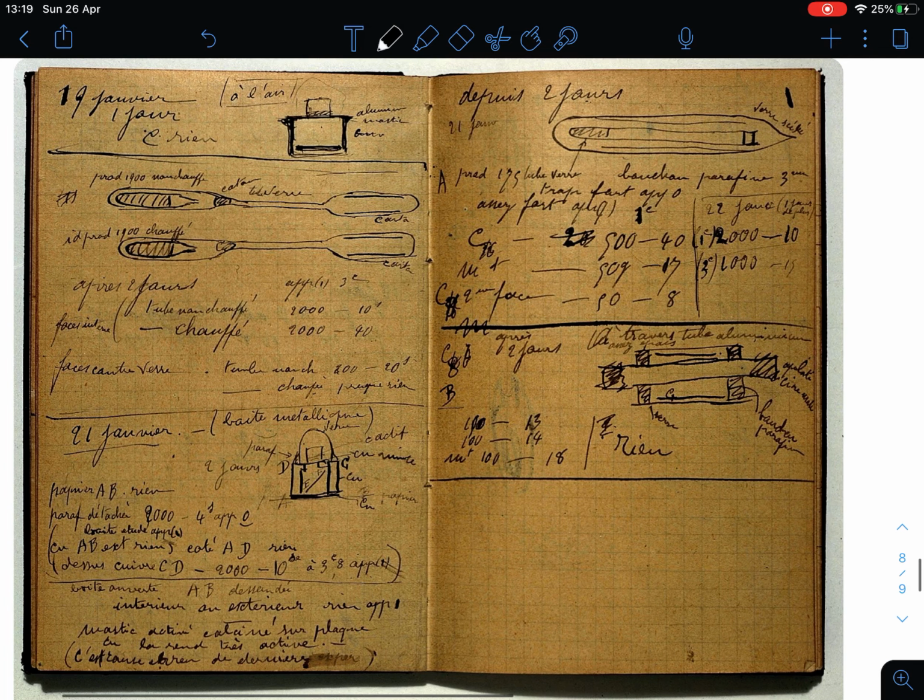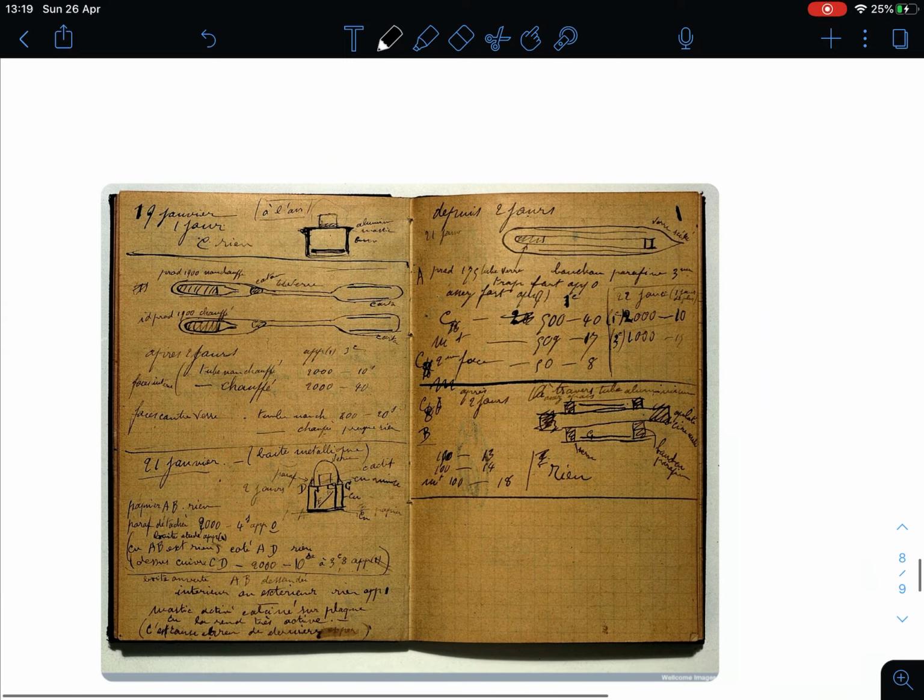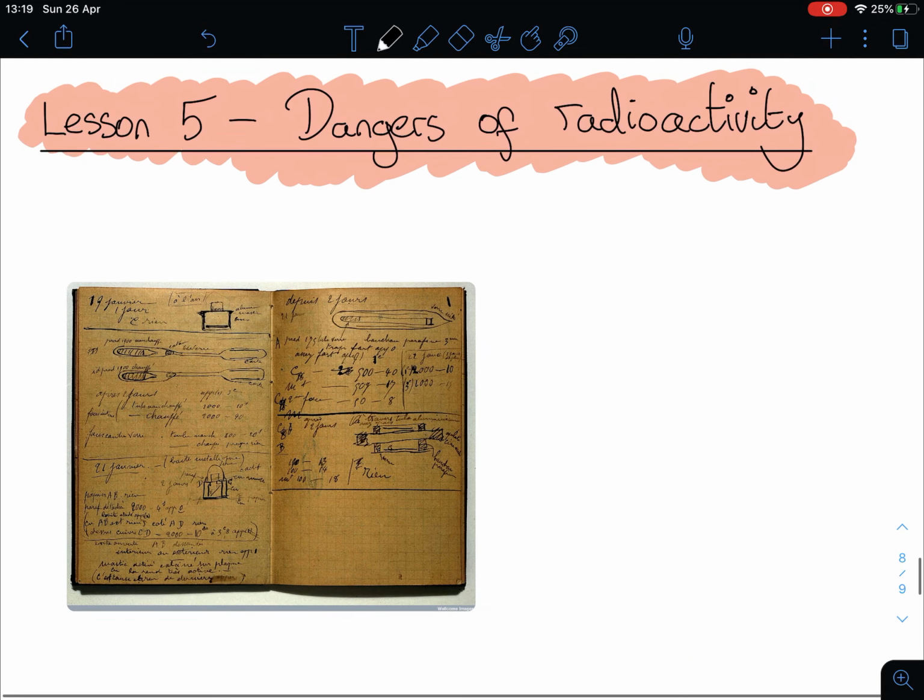So let's go. This is Marie Curie's notebook. Nobody can touch it for the next 1,500 years. It's so contaminated with radioactive substances that to touch it would kill you. You would hope it would be quick, but it wouldn't. It would be unpleasant. So today is all about what the dangers of radioactivity are and how it damages you.